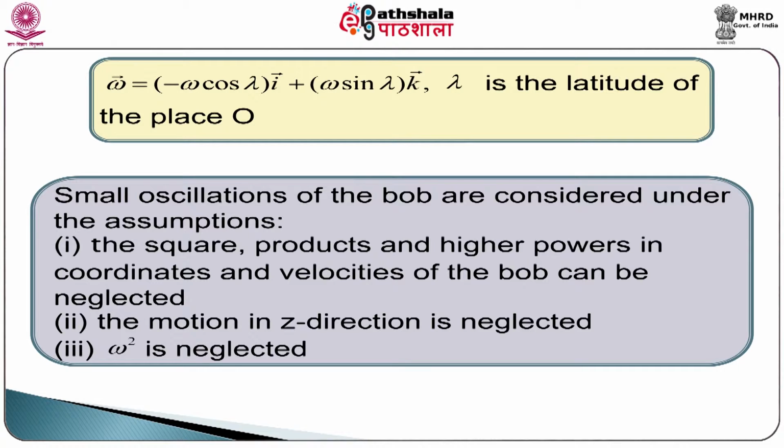First assumption is that the motion of the bob is so small that the squares, products and higher powers in coordinates and velocities of the bob can be neglected. The motion in z direction is neglected, that is, the motion of the bob takes place approximately on a horizontal plane passing through O. Square of the angular velocity, that is omega square, is neglected.